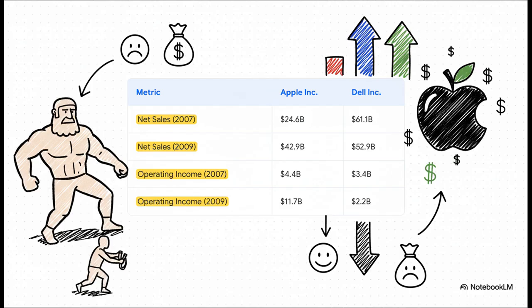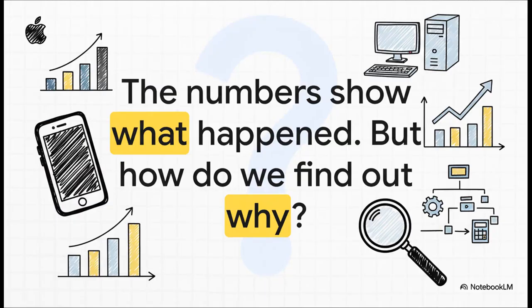Apple sales just exploded, up over 70%, and their operating income, basically their core profit, shot up an unbelievable 165%. Meanwhile, Dell, the big leader, was actually going backward. Sales were down, and profits got slashed by a third. It's a super dramatic story, all told in just 4 lines of data. So we know what happened. The numbers don't lie. But they don't tell us the whole story, do they?